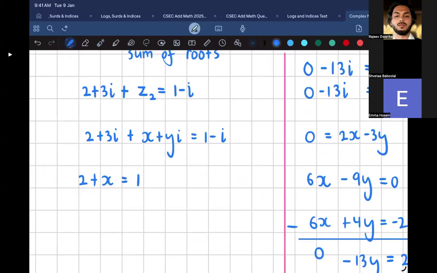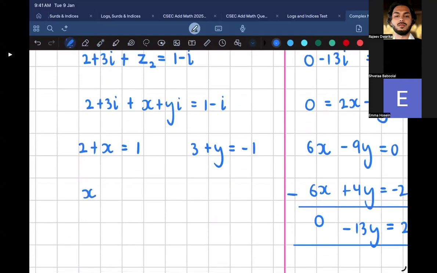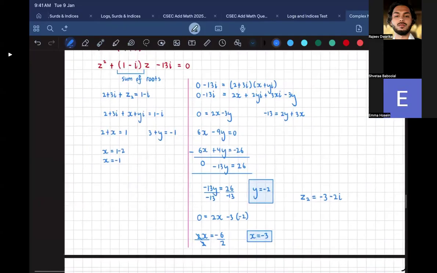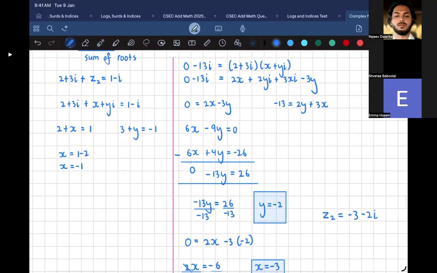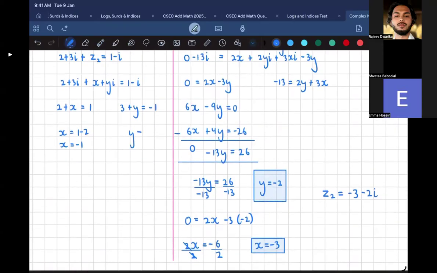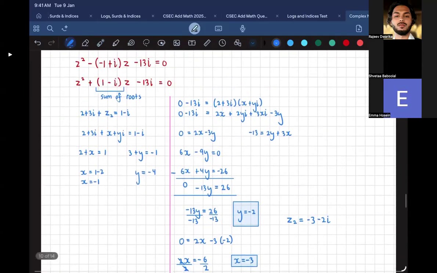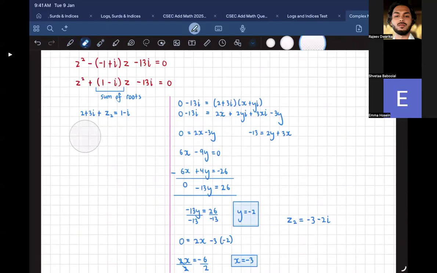You understand how I get? Okay. And I would say 3 plus y is equal to minus 1. So, x would be equal to 1 minus 2, minus 1. But I wonder why that's happening. And over here, we're going to get y is equal to minus 4. That's strange. That's really weird. I don't get it.